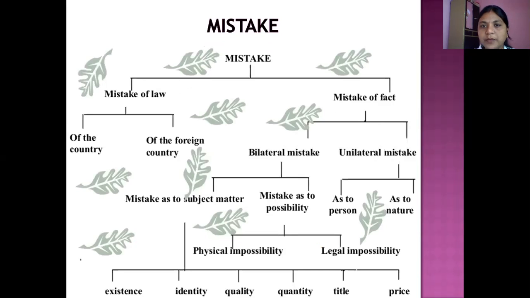Mistake is divided into two parts: mistake of law and mistake of fact. Mistake of law contains two parts: mistake of the law of the country itself and of a foreign country. Mistake of fact is bilateral mistake and unilateral mistake. Bilateral mistake is again divided into two parts: mistake as to subject matter and mistake as to possibility. Unilateral mistake is as to person and as to nature. Mistake as to subject matter is again divided into six more points: existence, identity, quality, quantity, title, and price. And mistake as to possibility: physical impossibility and legal impossibility.